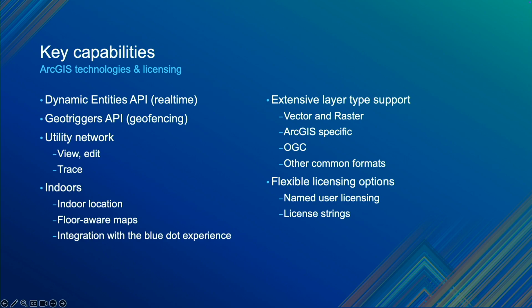As we'll see in the next two slides, we have extensive support for a large number of different layer types, whether they're vector or raster-based, editable, Esri-specific, OGC standards, or one of a number of other commonly used formats. And lastly, we have flexible licensing options. You can either license your app using named users, enabling different levels of capabilities depending on the user type that's using your app, or you can choose to license using license strings and not require your user to sign in at all. The option you choose will depend on the end user of your app, and you can even combine these approaches should you need to.